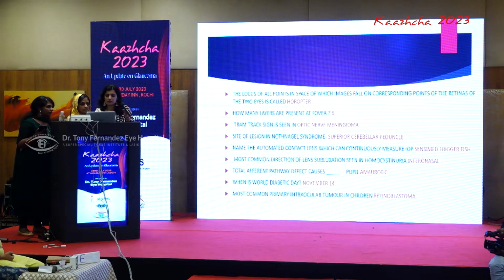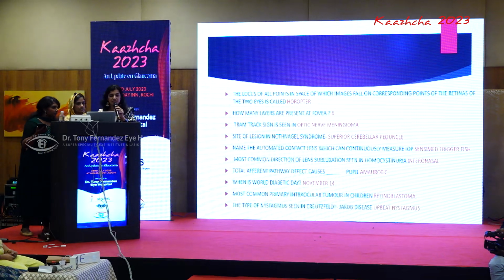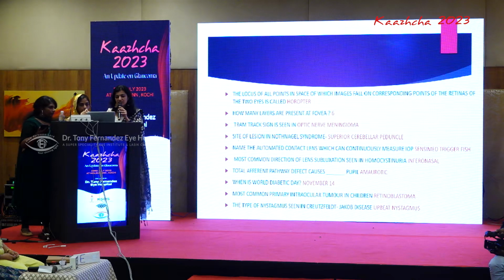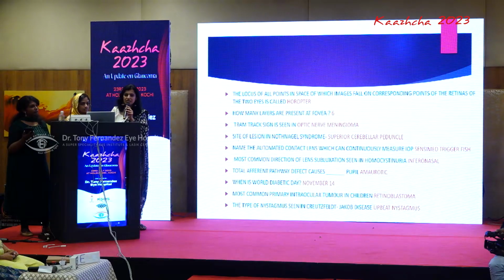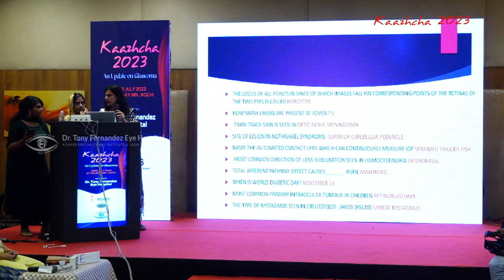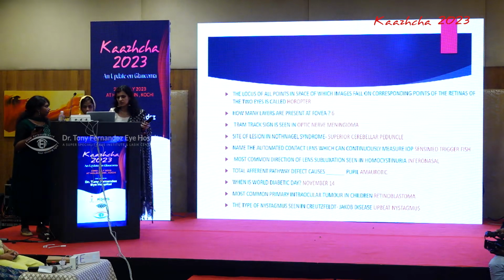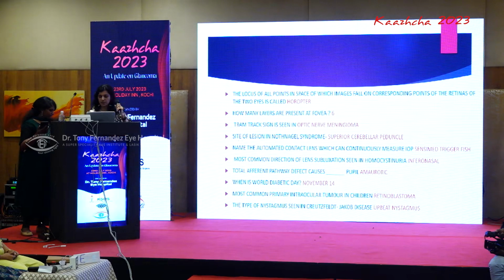Oh, sorry. The type of nystagmus in Creutzfeldt-Jakob disease is upbeat nystagmus. So 3 correct, 3 wrong, and 4 are unattempted. Okay, so team E gets 15 marks.